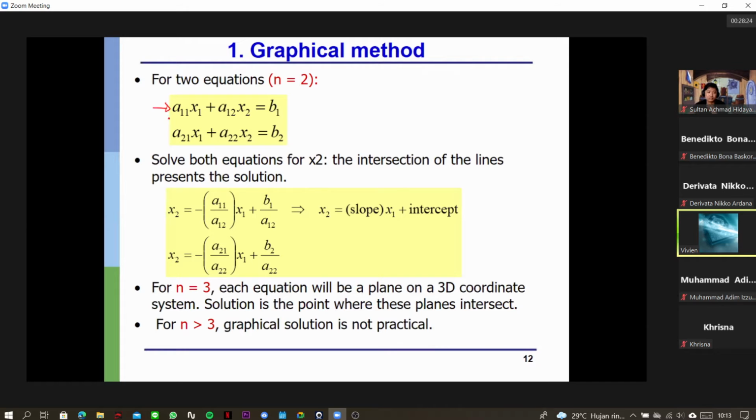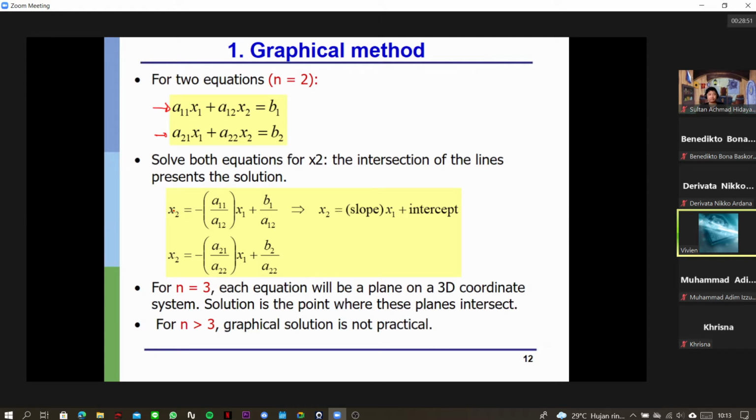So this is the first line, and this is the second line. Say we want to find the solution. It means that we will find the value of x1 and x2 which will satisfy these two equations. So how can we do it in graphical methods?